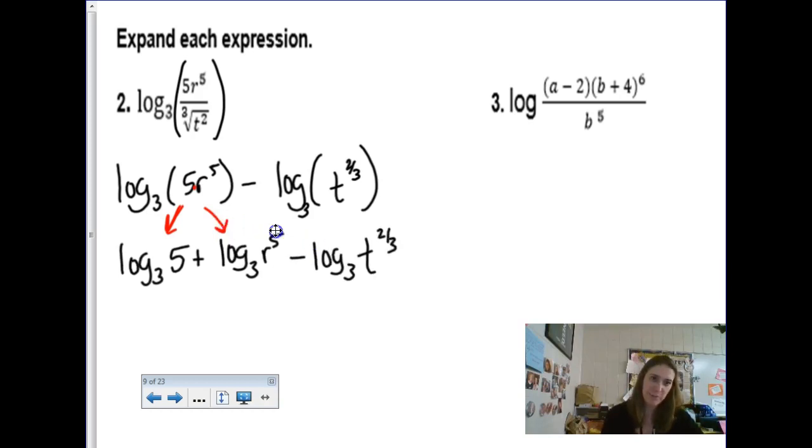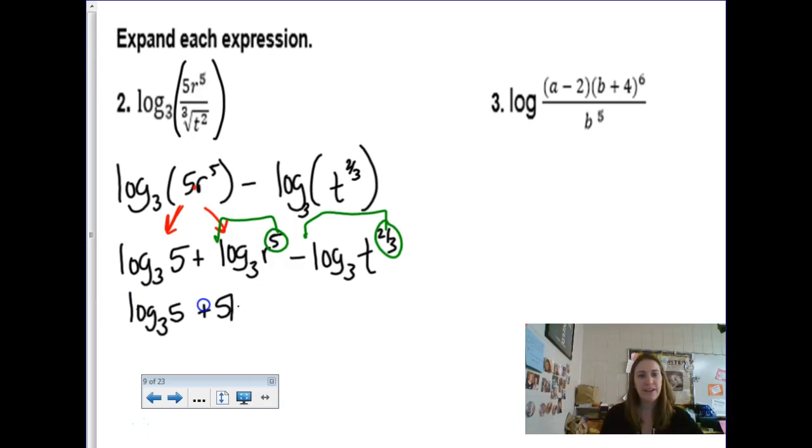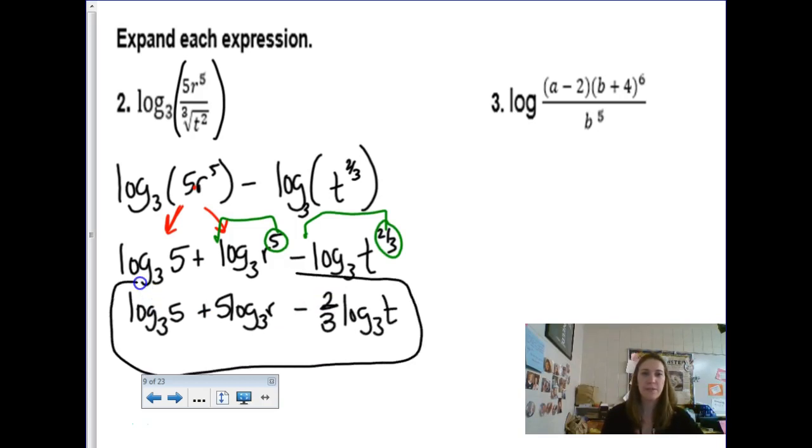And then the final step for me is always to look at my exponents and then bring them down in front. So here we go. This becomes log base 3 of 5 still, plus 5 log base 3 of r, minus 2/3 log base 3 of t. Fully expanded because every log just has one thing inside of it. If you want to keep using parentheses around what's inside your logarithm, you go right ahead. It surely doesn't hurt. In fact, I think it might be nice to see those parentheses once in a while.